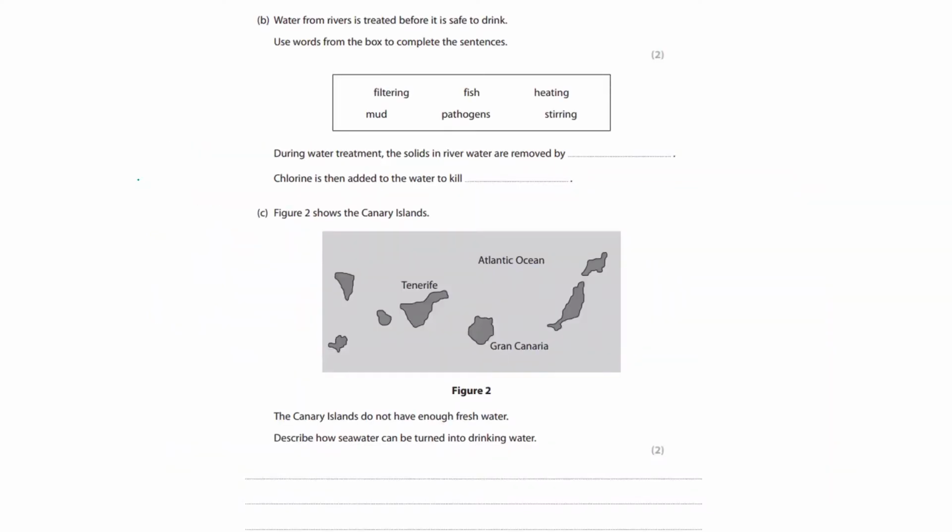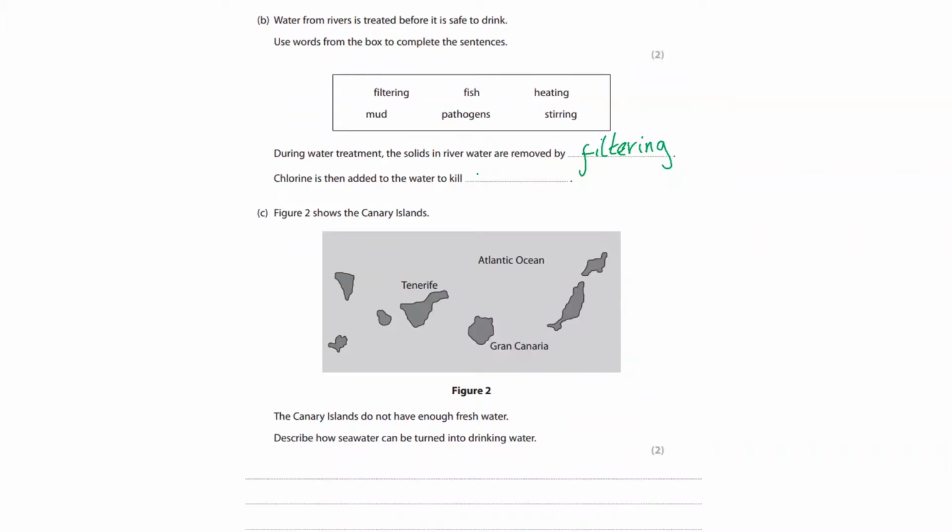Okay, water from rivers is treated before it's safe to drink. Use words from the box to complete the sentences. During water treatment, the solids in river water, like stones and other things, are removed by, let's have a look. Which ones? The only one that makes sense is filtering. If you wanted to get solid substances out of something, you have to filter it. You can think of stones, rocks, twigs, obviously animal poo and things like that. You don't want any of that in your drinking water, do you? You need to filter it first.